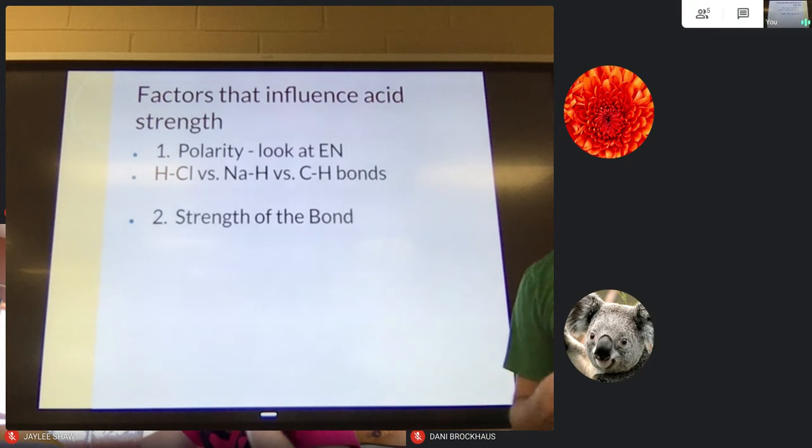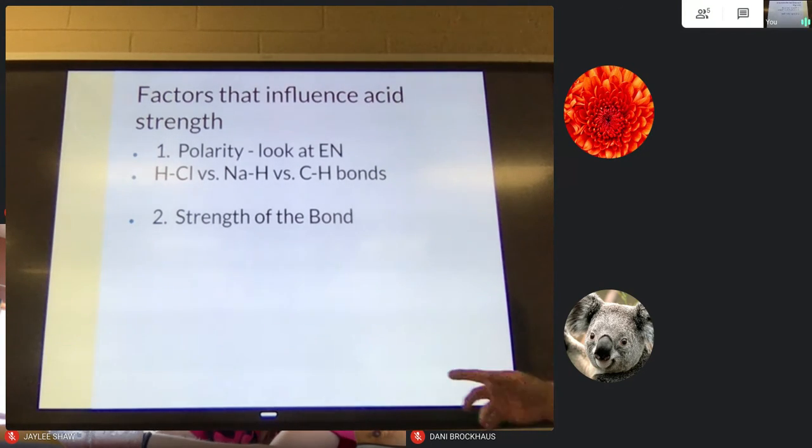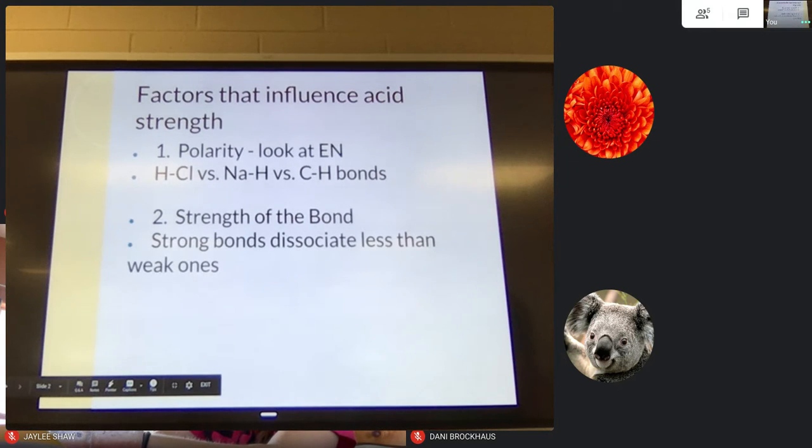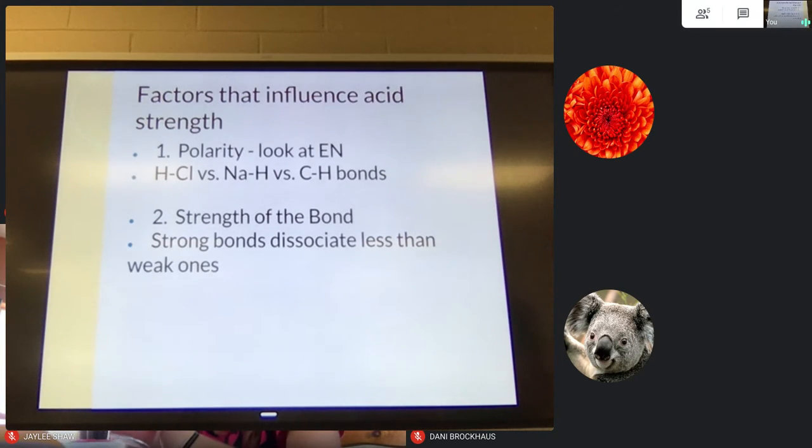So polarity is one of the things, right? But it's not just that. You've got to look at some other stuff. The second thing is the strength of the bond, because if you think that polarity is the only thing, you're going to run into some issues when you look at something like HF. We'll talk about that today. So, the strength of the bond. A stronger bond will dissociate less than a weaker bond. Strong bonds dissociate less than weak ones.